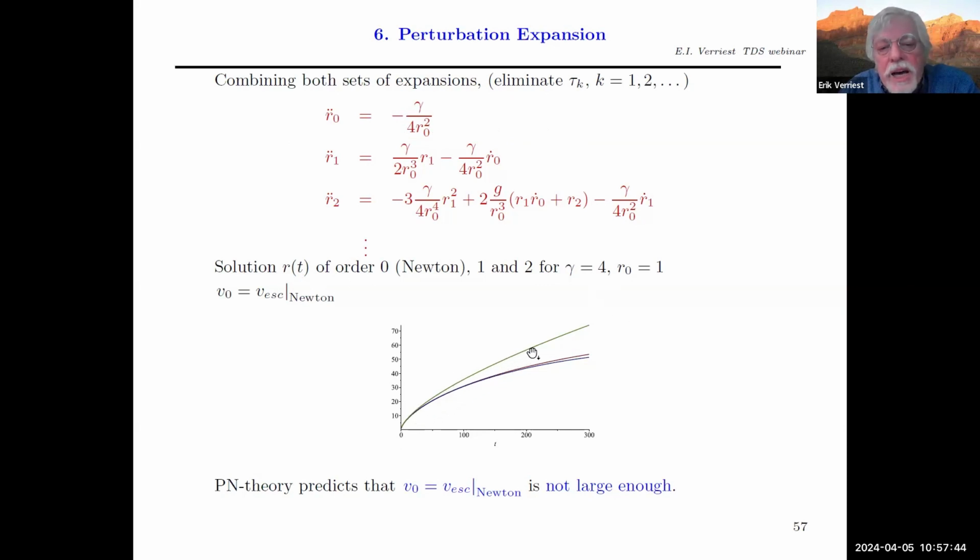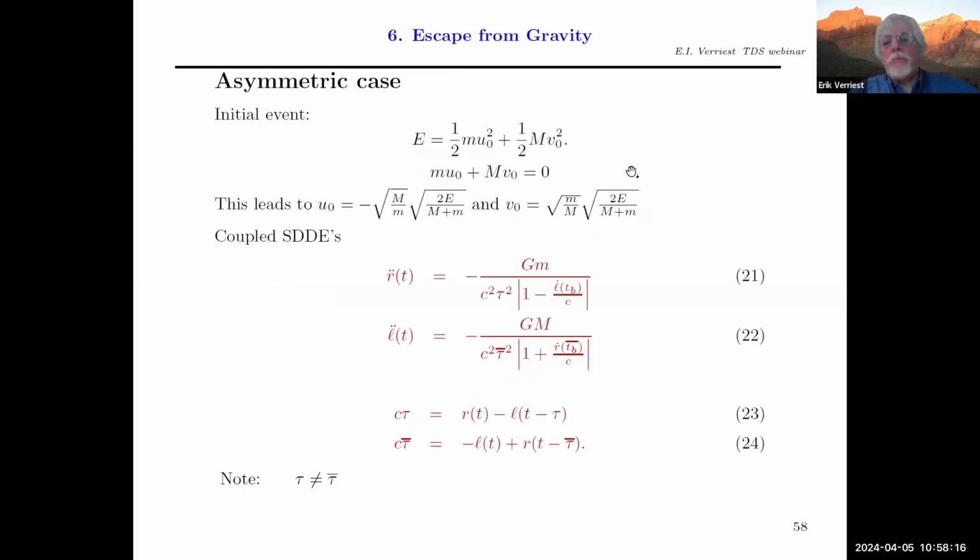So here the green line is Newton's approximation. And that's for the initial condition, which is exactly the escape condition. If I look at the first and second order approximation, then we have these terms here. So we see already first and second order are very close. But if you integrate that far enough, both of these approximations go back to 0. So that tells us that the Newtonian escape velocity is not large enough.